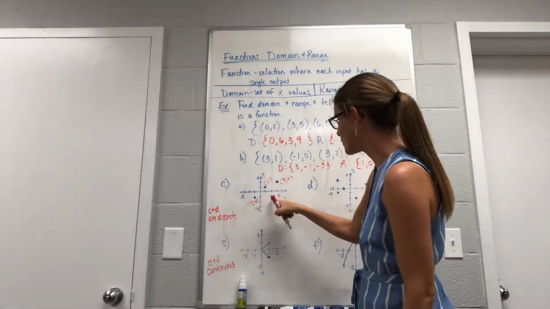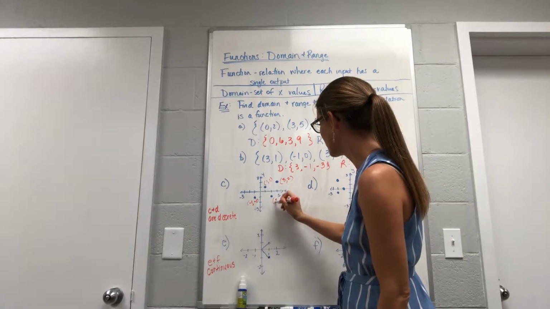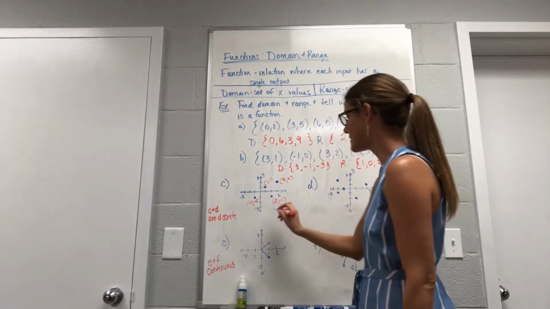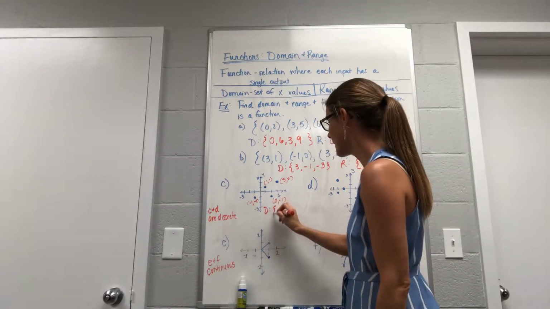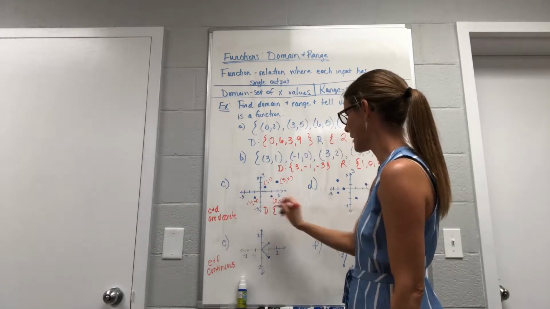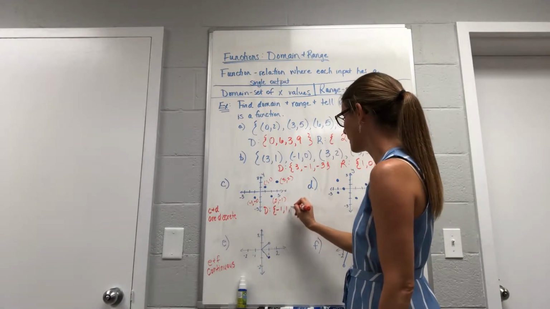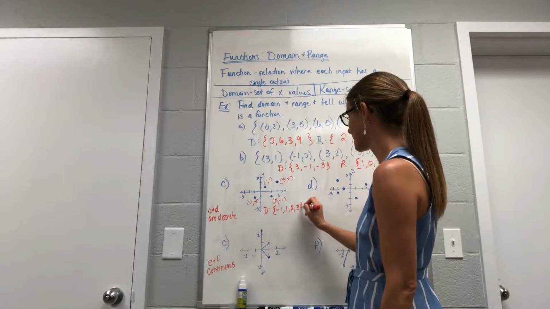And then we have 2, -1. So those are our points. And then if we want to write domain, again, it's just the set of all the x values. So -1, 1, 2, and 3.